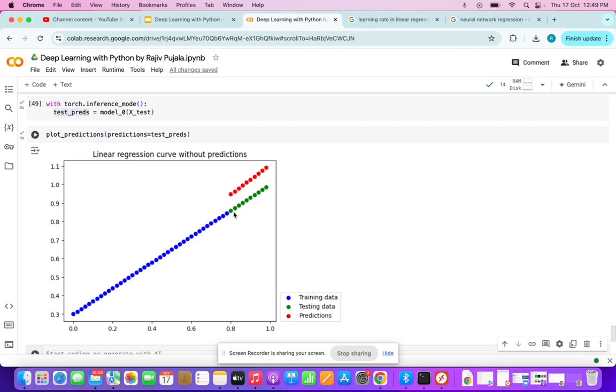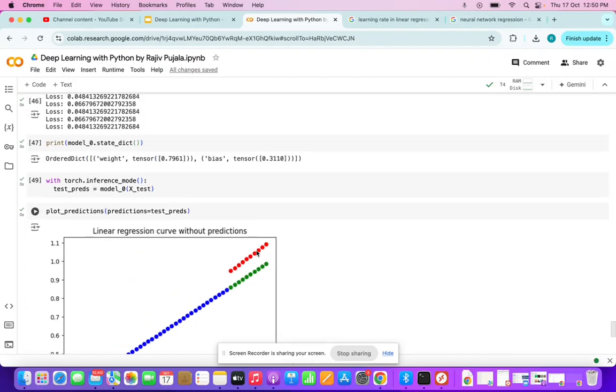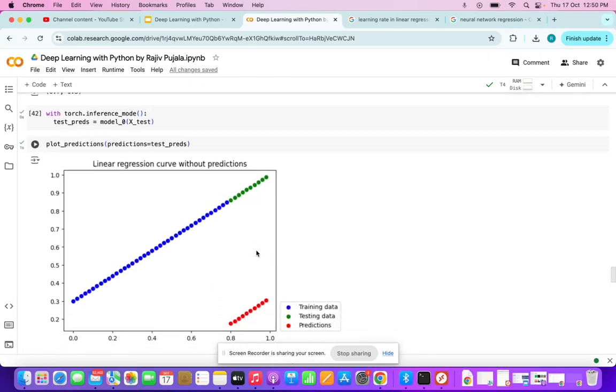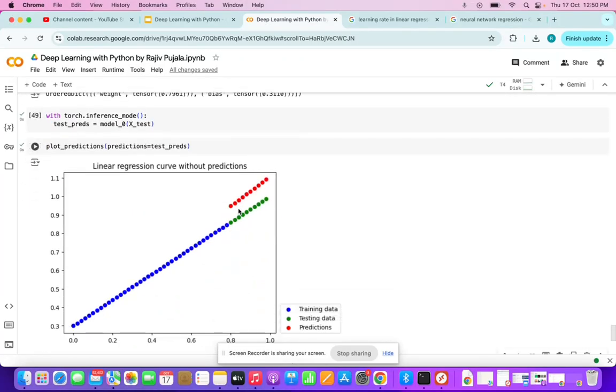See over here, after 200 epochs, earlier it was here and now the data has gone here, but there is still a distance between the original values and the prediction values. This is good, but let's see what else we can do and how much further we can reduce the loss. So far, our graph looks like this, and we have looped the same code for 100 times, and our values are over here.